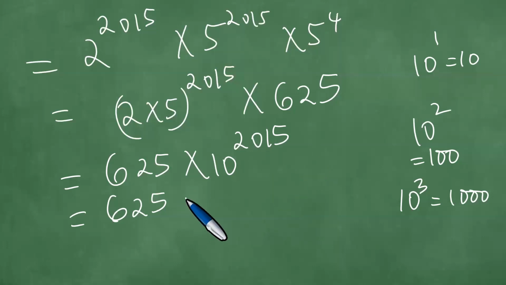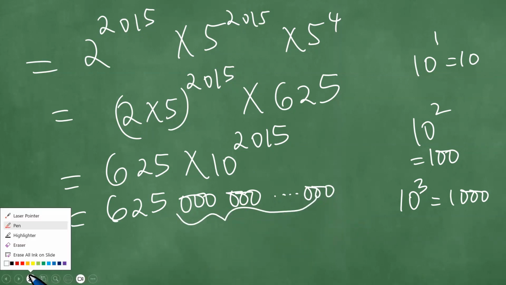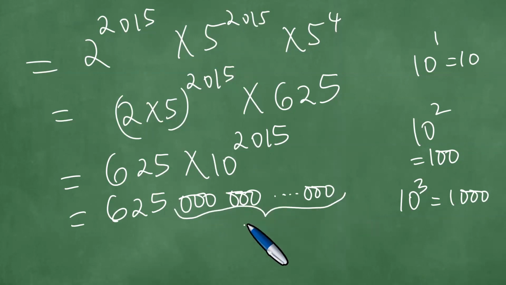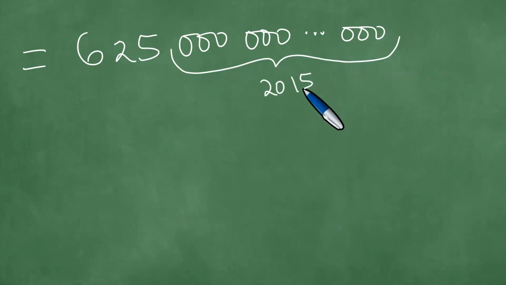So which means, therefore, that we shall have 625 followed by 2015 zeros. Right. So they're going to be like 2015 zeros here. So, in other words, we have 625 and then we have 2015 zeros. Okay, now it's easy because you can just find the sum of the digits.